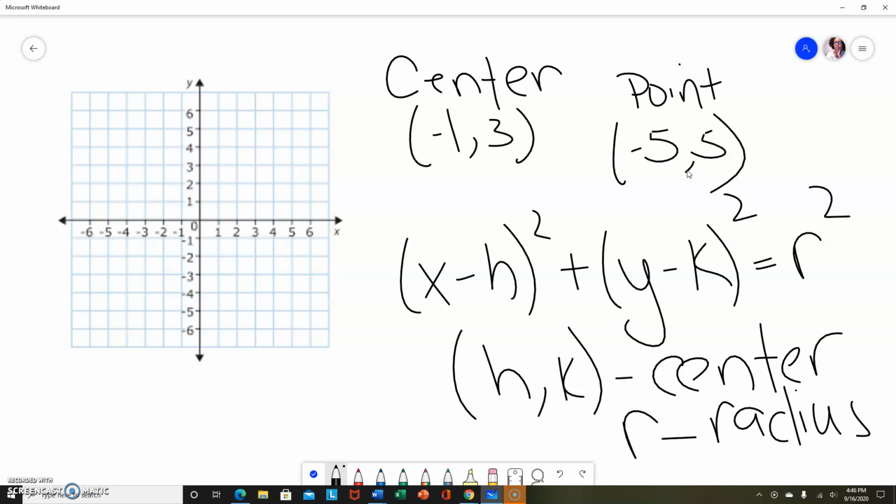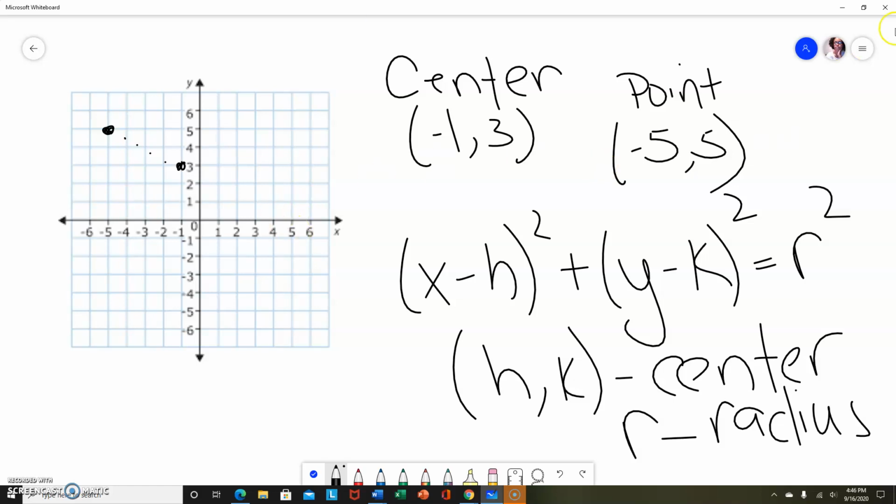So I put a coordinate plane up here because I wanted to graph it so that we can visualize what this circle looks like. It's going to be hard for me to draw a circle, but I am going to try my absolute best. First I'm going to plot my center, which is at (-1, 3), which is right here. And then my point on my circle, which is at (-5, 5), which is here. So there is my radius to my circle.